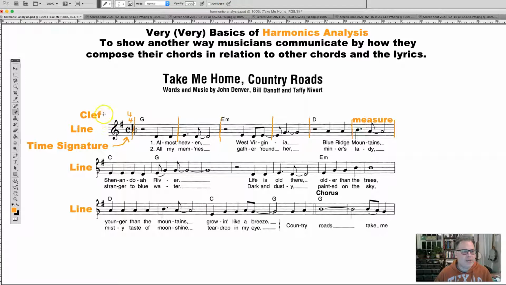Now each staff has a clef, and there are a variety of different clefs. This is called the treble clef. There's a bass clef, there are other clefs. And the clefs are important because they determine what notes you're reading when you're reading on the scale. Okay, so let me show you an example right here.